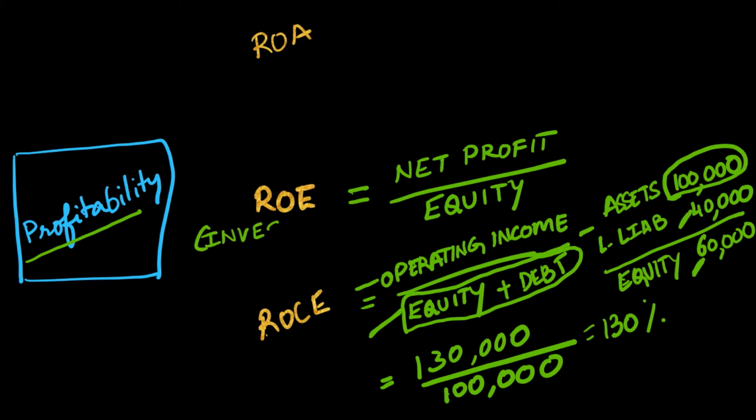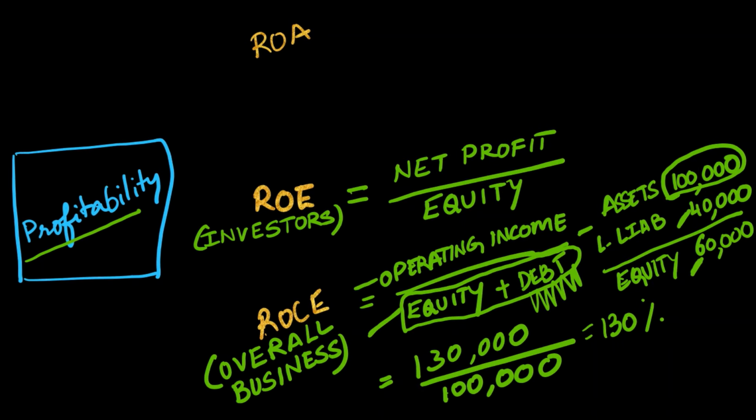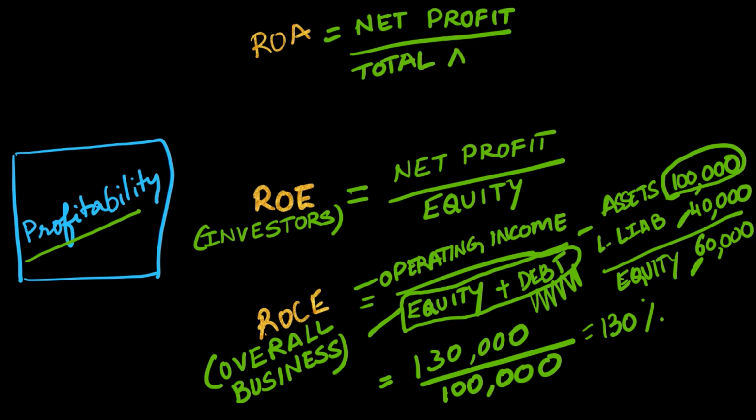While ROE highlights the profitability from the view of investors only, ROCE tells the profitability of the overall business. That means the creditors who gave money to the company also have an interest in this ratio. The last and very important ratio in this category is the return on assets. Return on assets is the net profit the business is generating for each rupee worth of its assets. Don't you like it if a company generates more income using fewer assets?